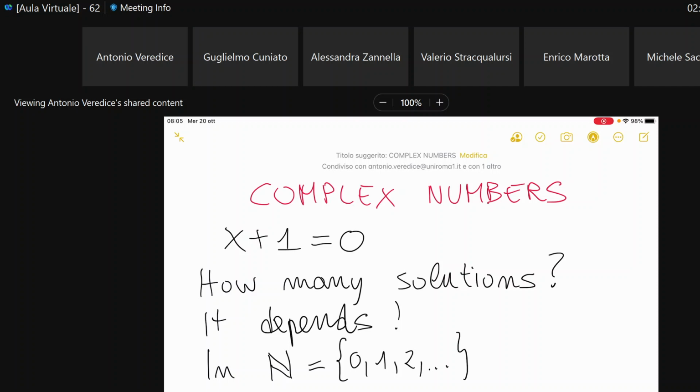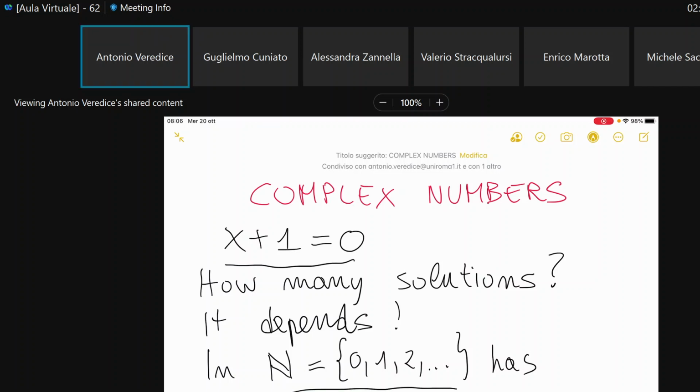In N, this equation has how many solutions? In the set of natural numbers, if you look for a solution of this equation, you won't find any solution. Are you okay with this? So in N, it has no solution.